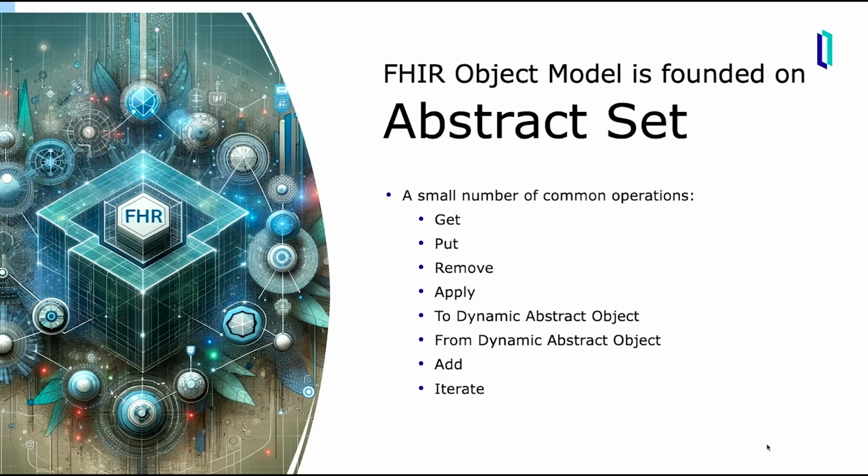Previously, I showed that we had the ability to load data into a dynamic abstract object. With the abstract set, it's possible to take those dynamic abstract objects and instantiate a class. So you have the ability to convert any object from a dynamic abstract object into classes and back. And of course, you have the ability to add elements and finally iteration.